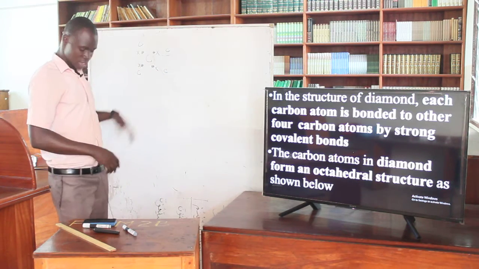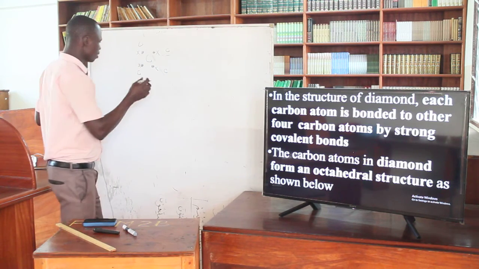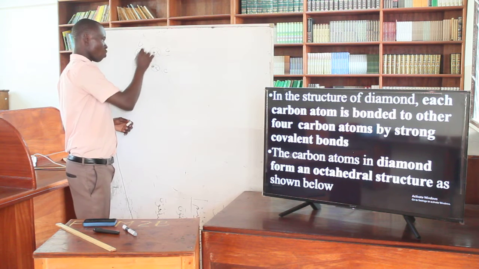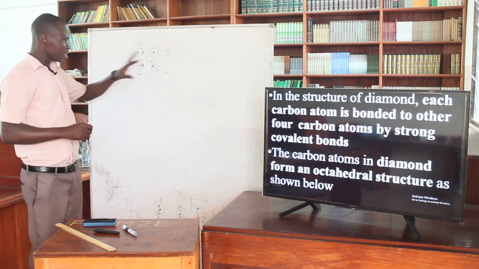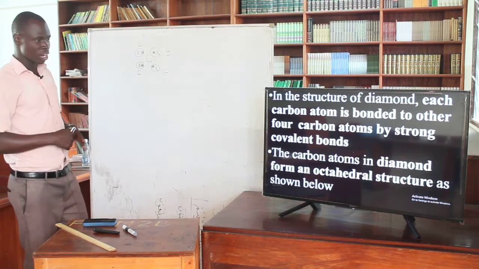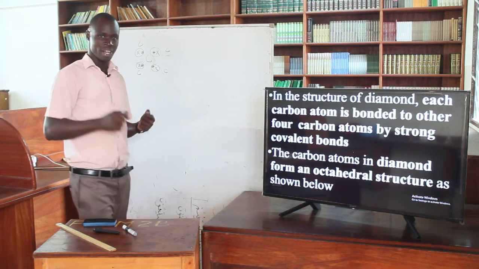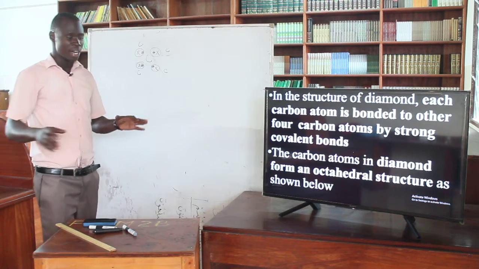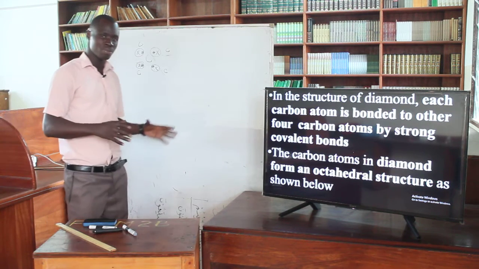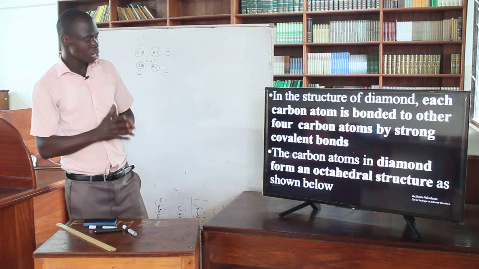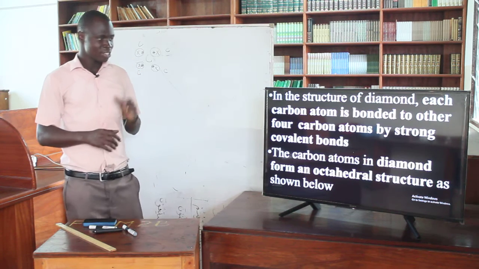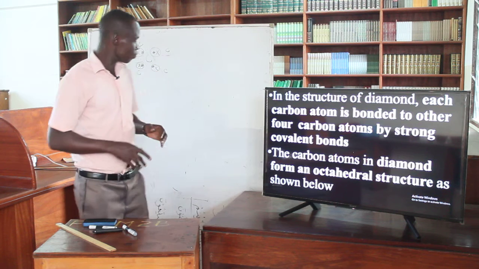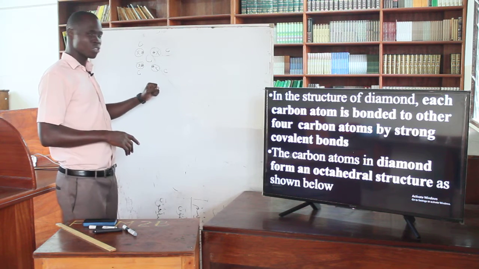In this case, as you can realize, this is covalent, covalent, covalent, covalent. So this is going to contribute to a very strong covalent bond. And this is going to make diamond have a very high boiling point and melting point. Actually, diamond is the hardest substance ever known on this earth.